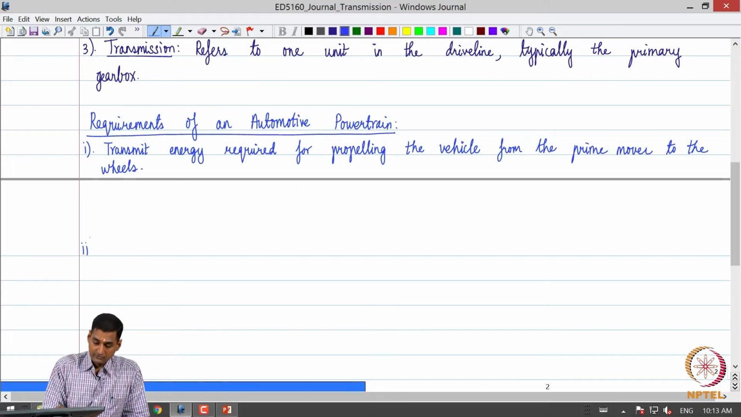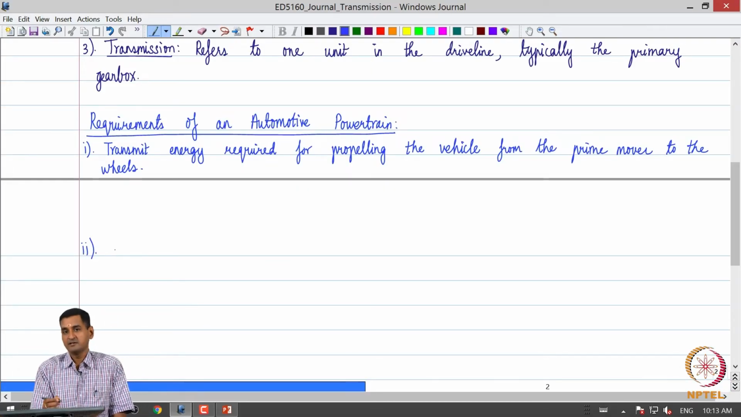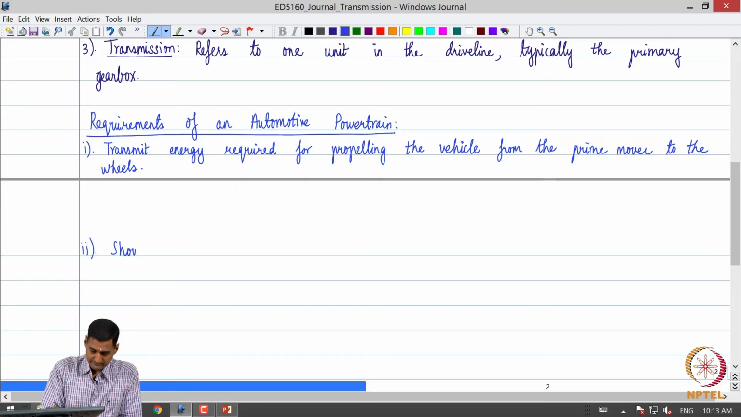Another important requirement, which we by and large experience when we start a car and want to move, is that when the car is started, we have to enable the car to be moved from rest, and that is something an automotive powertrain should provide for. So the powertrain should ensure, or should enable, the vehicle to move from rest.